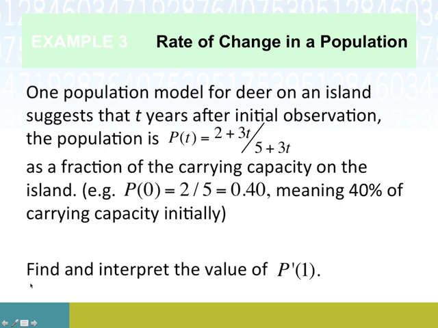Okay, our job is this typical phrase, find and interpret. The mathematical part is the finding piece, and the interpreting portion is some sort of statement at the end. It's our job to do this for p prime of 1. As before, that prime just means take the derivative of this population function, in this case, and then plug in 1 for all of the t's.